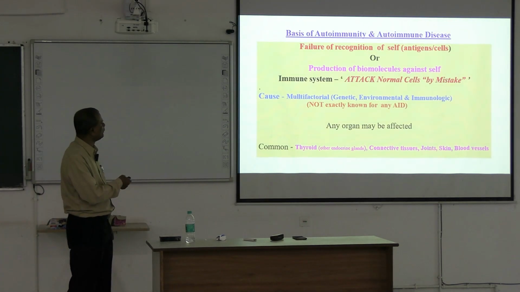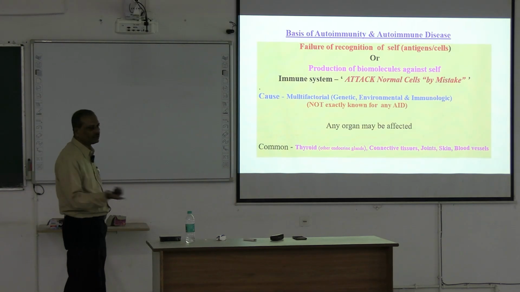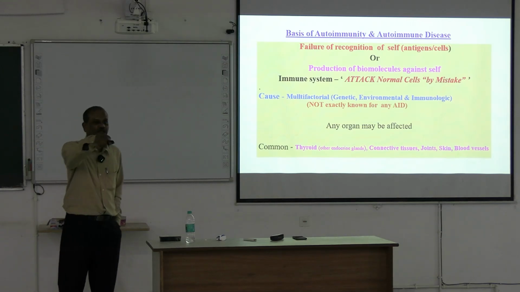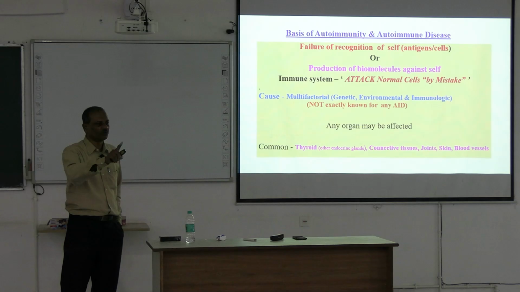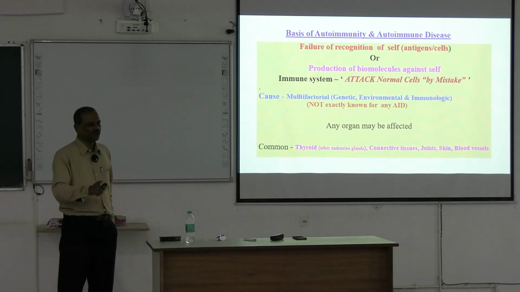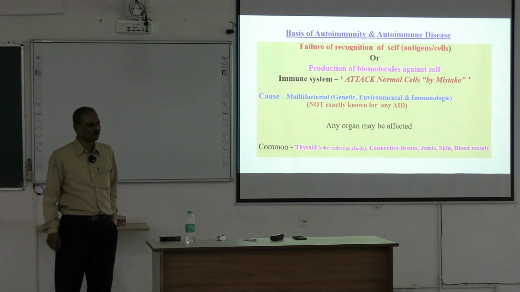The basis of autoimmunity and autoimmune disease is failure of recognition. If you attack your own system, then it is called autoimmune disease. And most of the autoimmune diseases have a psychological background. Though it is not written in other books also, I have seen it during my genetics course, that most of the autoimmune diseases have some amount of psychological component.